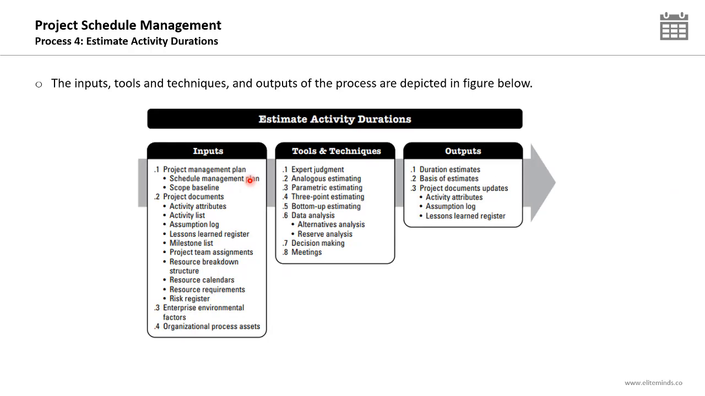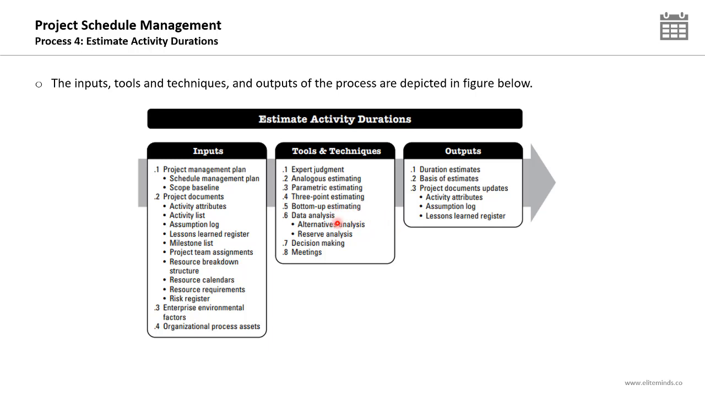Now the inputs, tools, techniques, and outputs of the estimate activity durations process are depicted in the figure below. We will need the project management plan. We will need a lot of project documents to understand the scope of the activity, in addition to the enterprise environmental factors and the organizational process assets. Now the tools and techniques that will be used in this process include expert judgment and the estimation techniques. These four estimation techniques are very important while estimating durations, budget, and the resources needed: analogous estimating, parametric estimating, 3-point estimating, and bottom-up estimating.